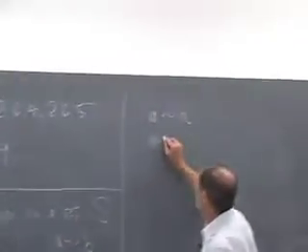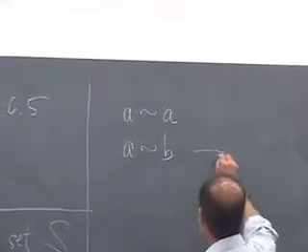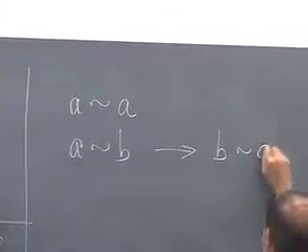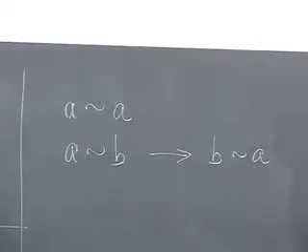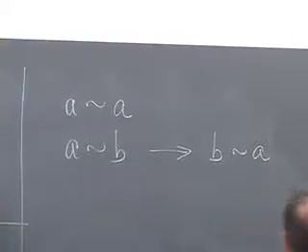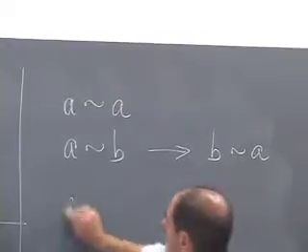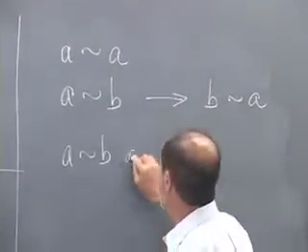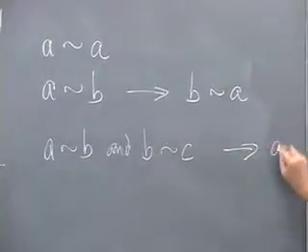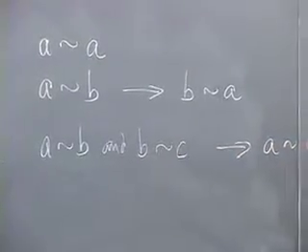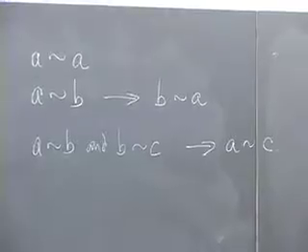And then there's the symmetric property. If A is equivalent to B, that implies that B is equivalent to A. If A and B are in the same subset, then they're equivalent in either order. And finally, that's called the symmetric property. And the third property is if A is equivalent to B and B is equivalent to C, that implies that A is equivalent to C. That's called the transitive property.